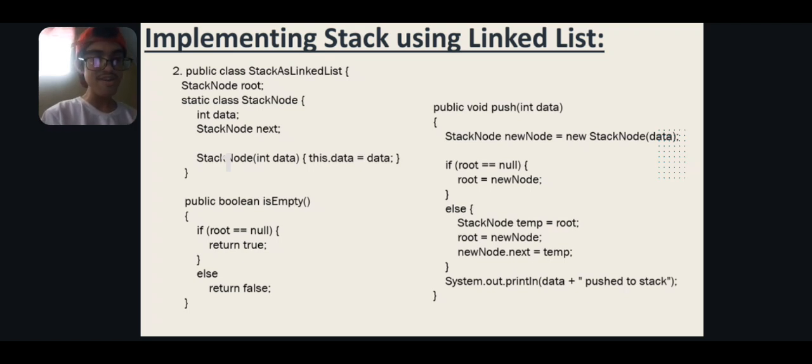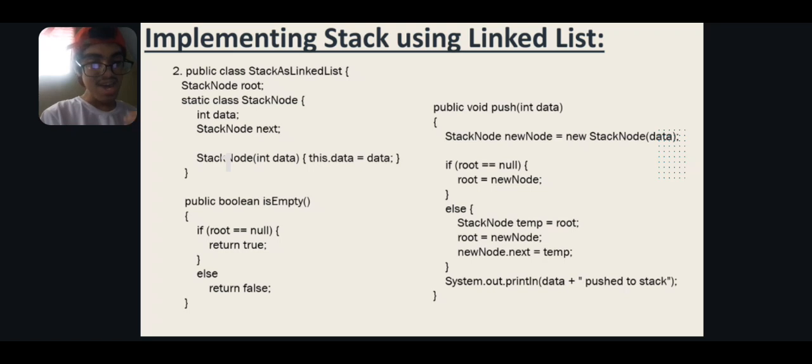Next, StackNode next. This line declares a variable named next of type StackNode inside the StackNode class. The variable is a pointer to the next node in the linked list. It's what links the nodes together to form the chain. Then StackNode(int data), and inside of it is this.data = data. These lines define the constructor for the StackNode class. It takes the integer data as input and initializes the data field of the new node with this value.